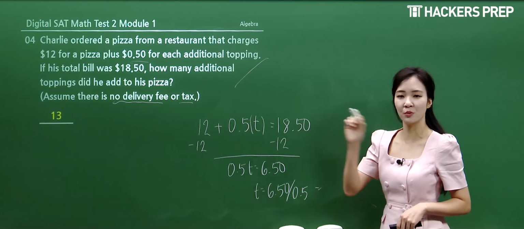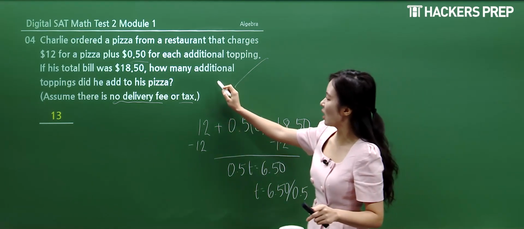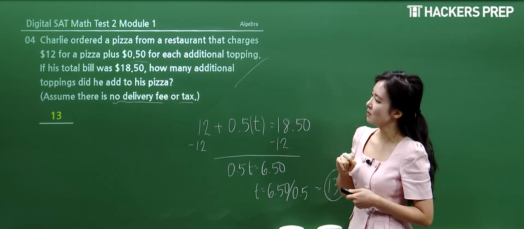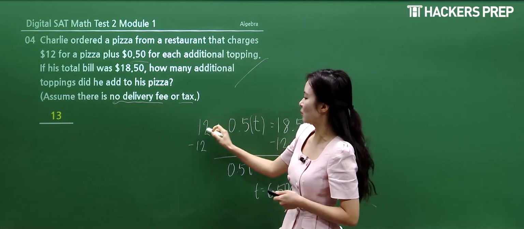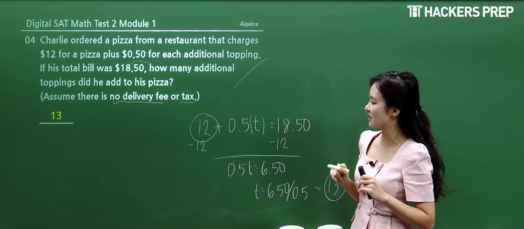And this will be equal to 13. Now, if you think about it, the question was how many additional toppings, right? In other words, just how many toppings did he add total? Because without these additional toppings, the pizza would have just cost him $12, which seems to be about like a small, right, to a medium-sized pizza.